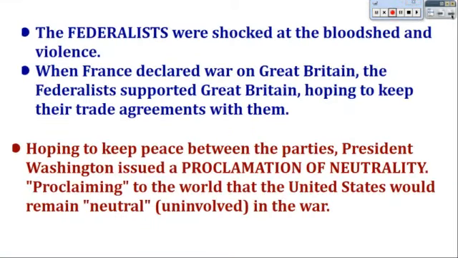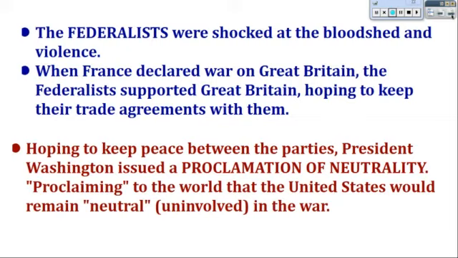Now, on the other side, you had the Federalist Party. The Federalists were extremely shocked by the amount of bloodshed and just pure violence that was happening over there. A lot of beheadings, decapitations. The guillotine became a very common object seen in France at this time. And they were just very sickened to their stomachs by the sheer amount of violence.